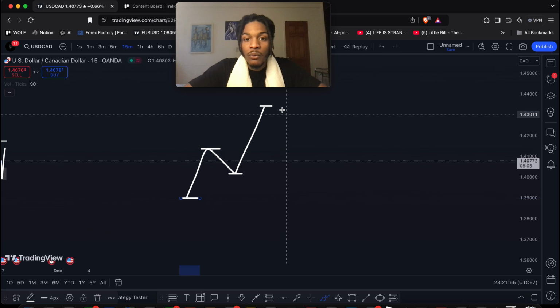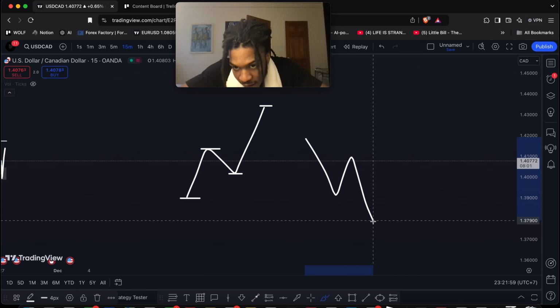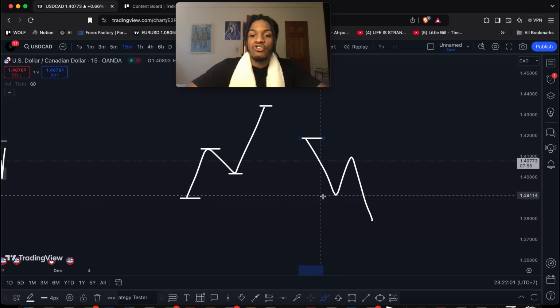And so when we're selling, we want the opposite. We want price to come down, then go back up, then come down. That's bearish structure.